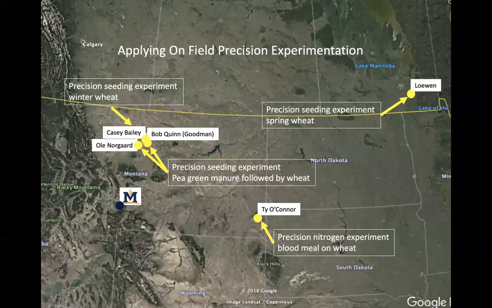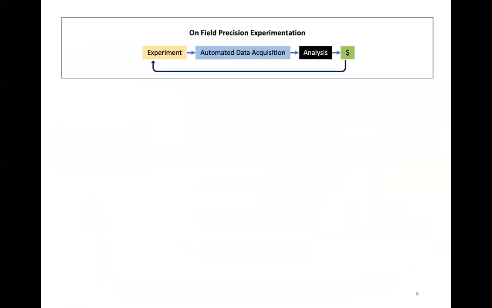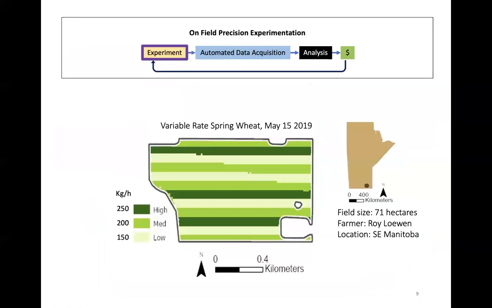So we have a number of field sites set up across the Northern Great Plains, a number in Montana. Today I'm going to show you an example from one in Manitoba, where I'm actually from. And so I'll take you through that now. So the experiment is here.